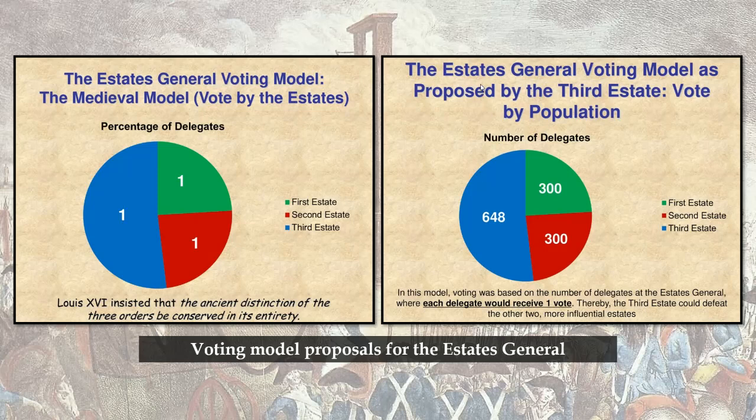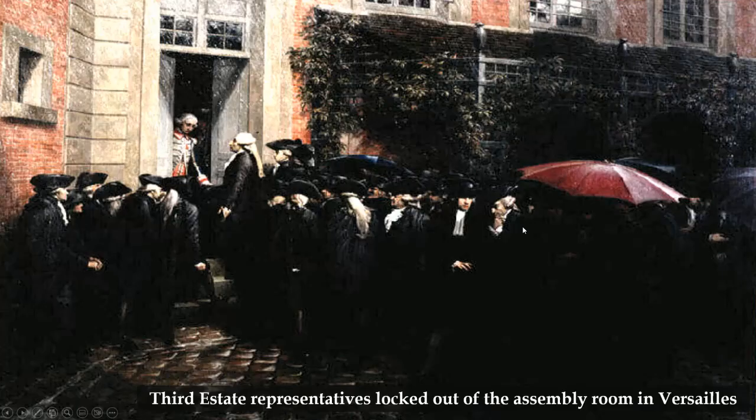What was the model that the third estate proposed? This one, a vote per delegate, a vote per capita. So each delegate would have one vote. Following this model, the third estate would have the majority to impose their demands. So this change in the model was rejected, and eventually the third estate representatives were locked out of the assembly.